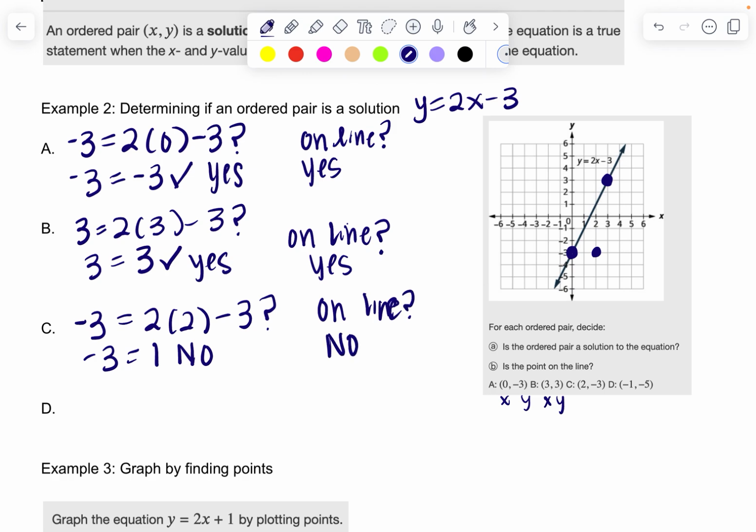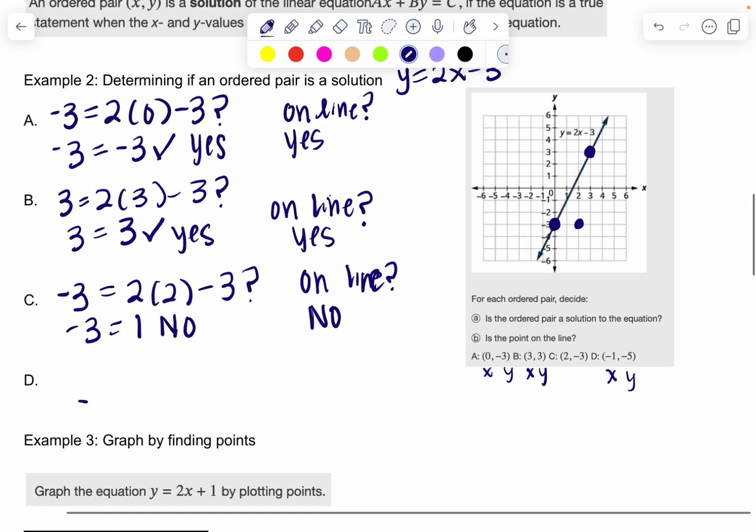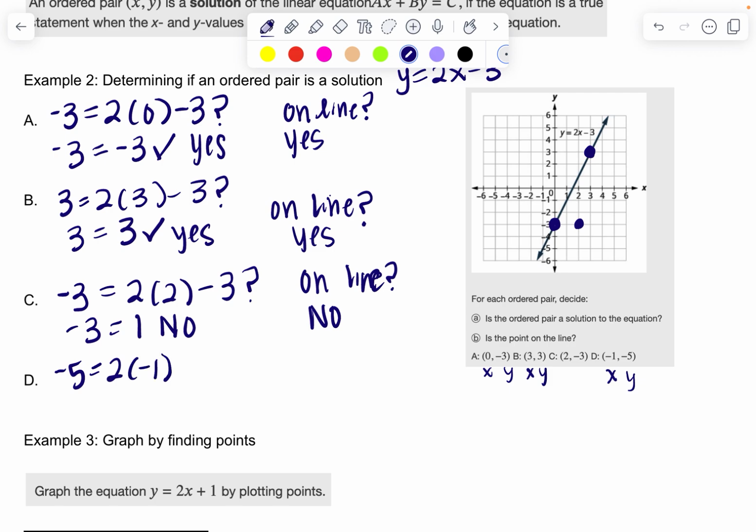And then our last one, our x is -1, our y is -5. So is it true that -5 is equal to 2 times -1 minus 3? 2 times -1 is -2. Take away 3 is -5. So yes, it works in the equation. Let's see if it's on the line. -1, -5 is right here, and it is on the line.